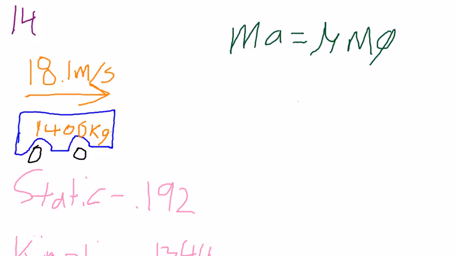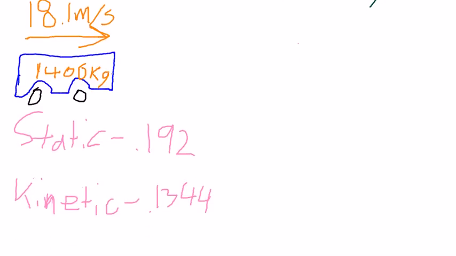And for my values, I have the static coefficient is 0.192 and the kinetic coefficient is 0.1344. I'm assuming yours is going to be different, so also be sure you're careful with that. And you're finding the shortest stopping distance for the car, and your answer is going to be in meters.